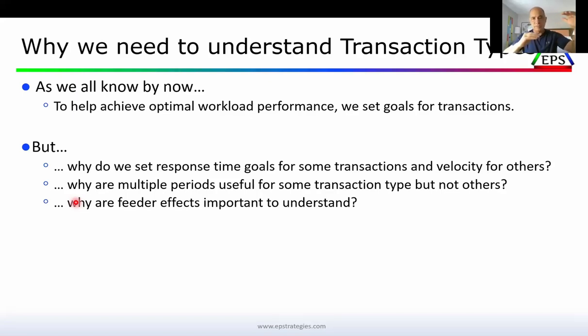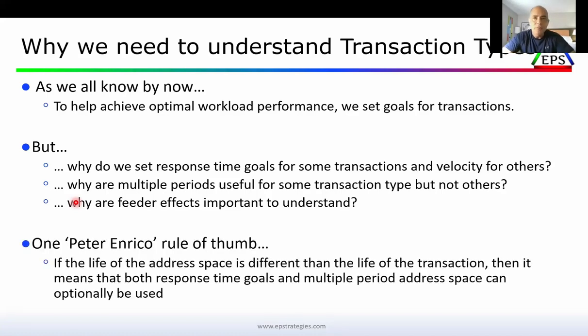So we want to make sure that we are able to control the feeder effects, so that anything that's feeding me is actually performing better than me, because that way it's feeding me. And one of my rules of thumb that I always ask my customers to answer is, if the life of the address space is different than the life of the transaction, then it means that both response time and velocity goals are possible for that transaction. And it also means that that transaction is eligible to be put into a multiple period service class.